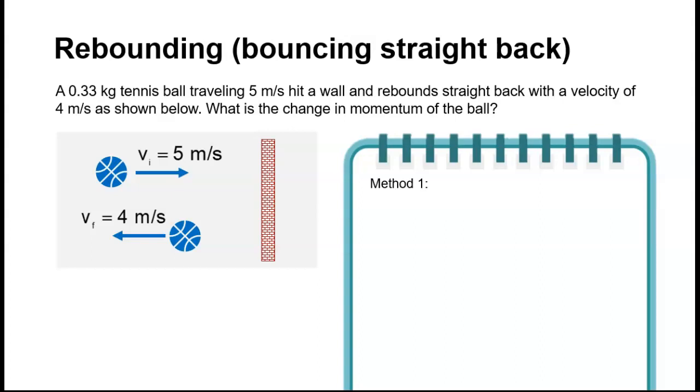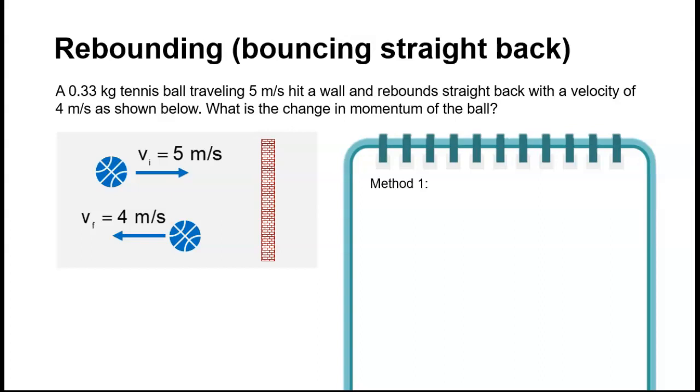We have a 0.33 kilogram tennis ball that's traveling 5 meters per second. It hits the wall, and it rebounds straight back with a velocity of 4 meters per second as shown. What is the change in momentum of the ball? So the change in momentum is going to be the mass, 0.33, times the change in velocity. So the question is, what is the change in velocity of the ball?